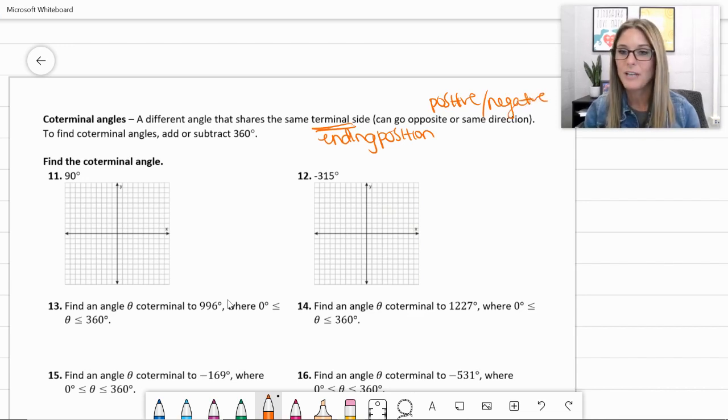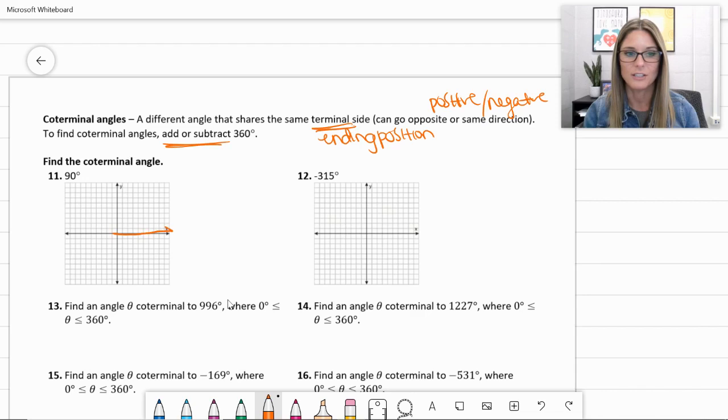To find coterminal angles, so we just mean angles that have the same ending position, they have the same final landing place. We're just going to add or subtract 360. We're just going to add or subtract a full rotation. So let's look at number 11. Find a coterminal angle for 90 degrees.